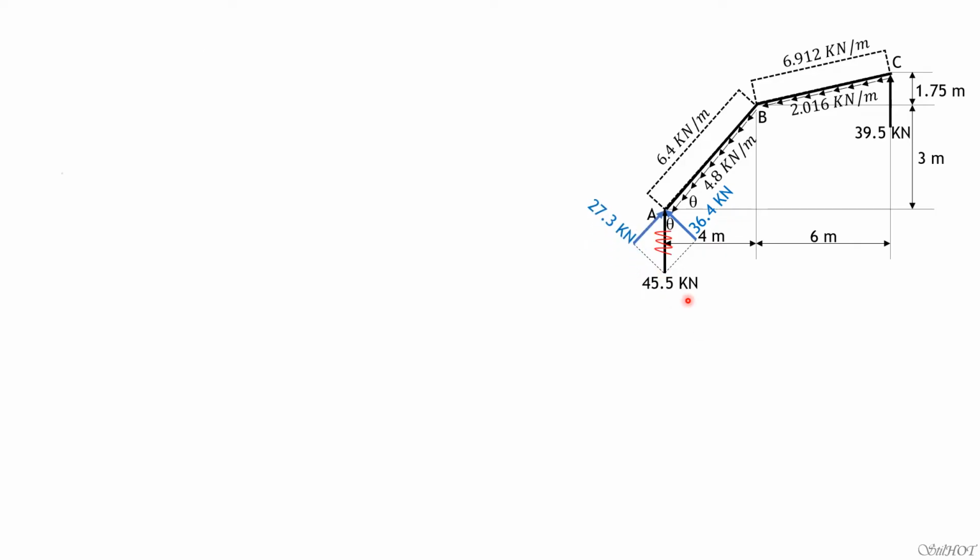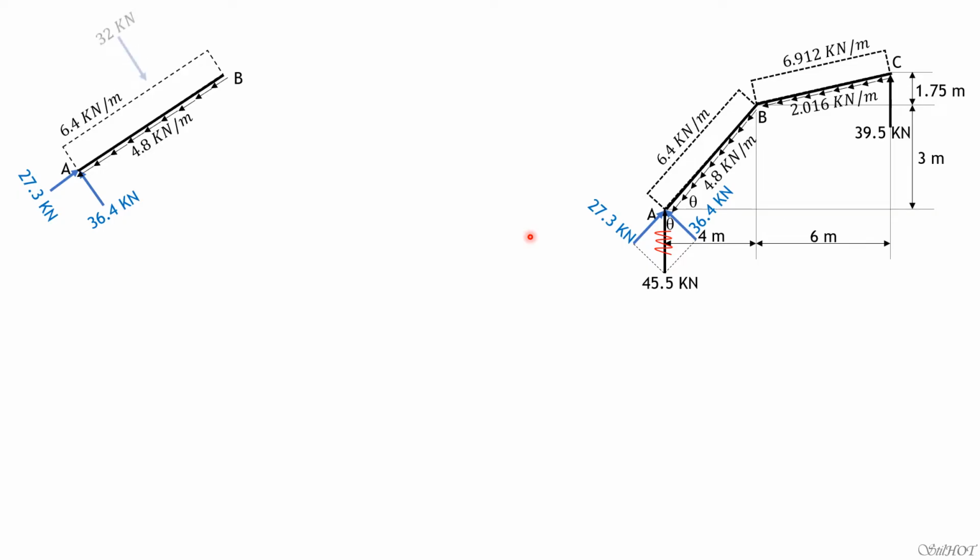So we now remove 45.5 because we need the shear force here for the construction of the shear moment diagram. So let's transmit 36.4, 27.3, and 6.4 times 5 is 32. Then 4.8 kilonewton per meter times 5 is 24. Then call that shear BA, assume positive shear or going down. Then that's the normal at B. So that's also the moment at B.